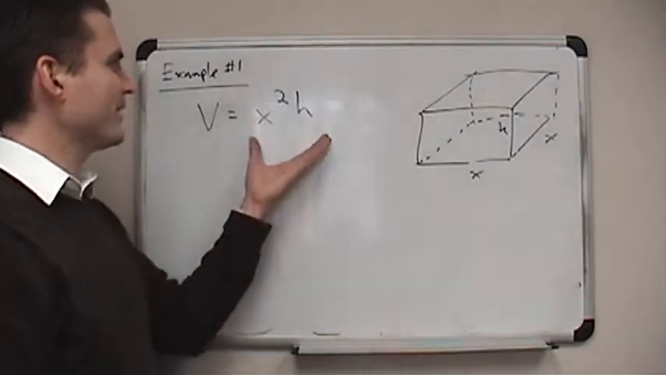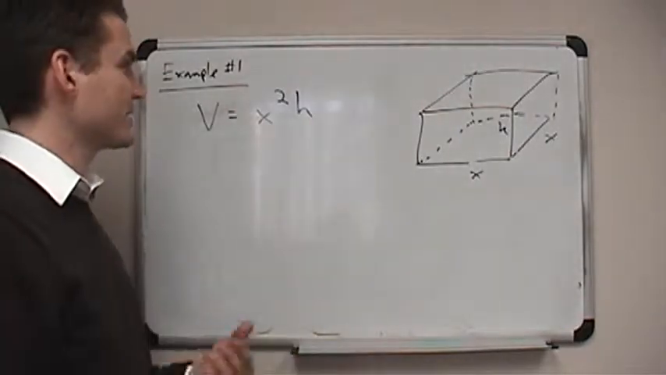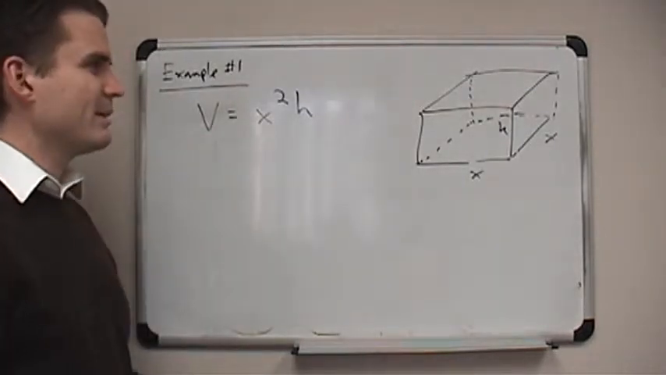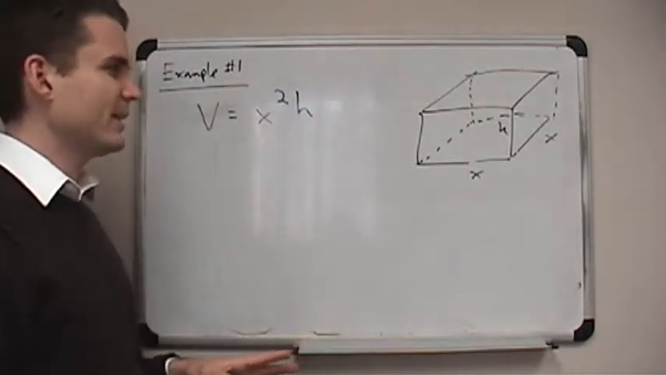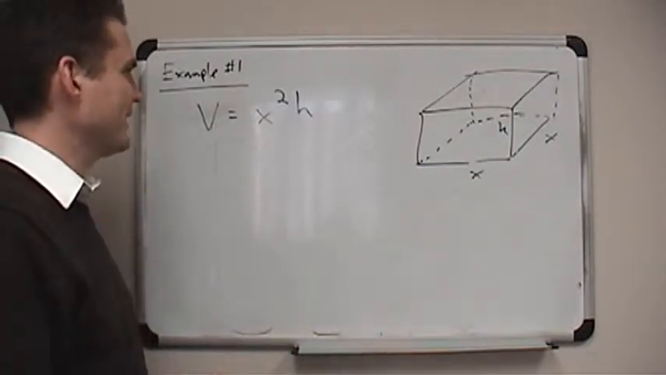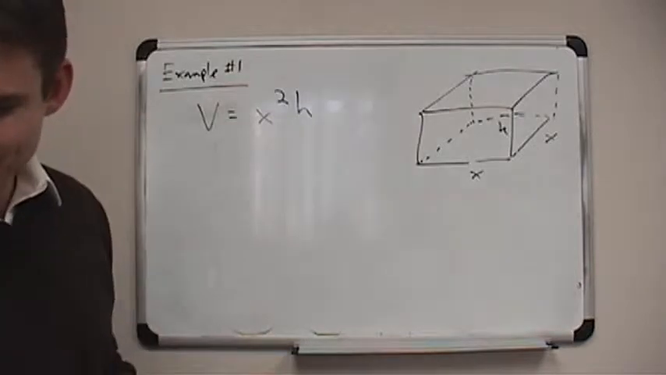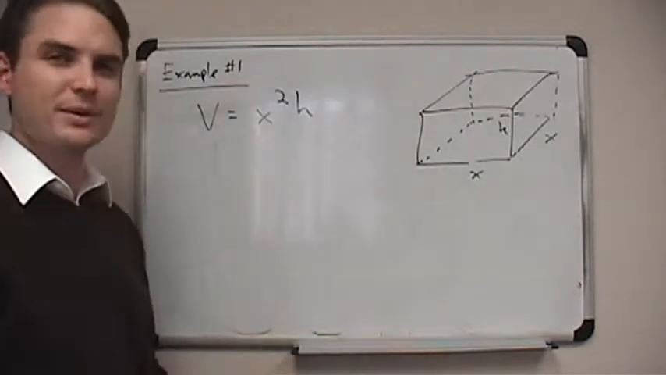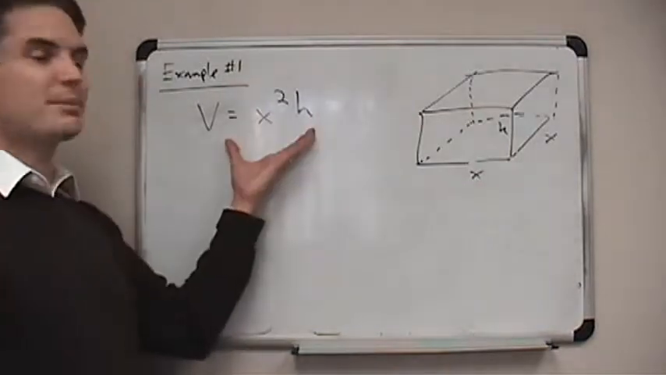Now normally if I asked you to build the biggest box possible, x would be as big as you could make it and h would be as big as you could make it. But in the beginning of the problem, they give you some information that's going to limit what x and h can be. They say the box here can only have a surface area of 108 square inches. Okay, so this is the primary equation.